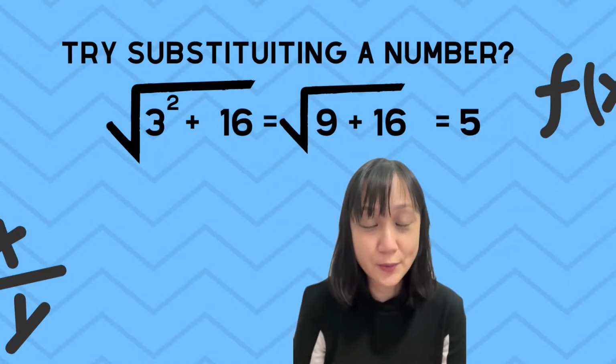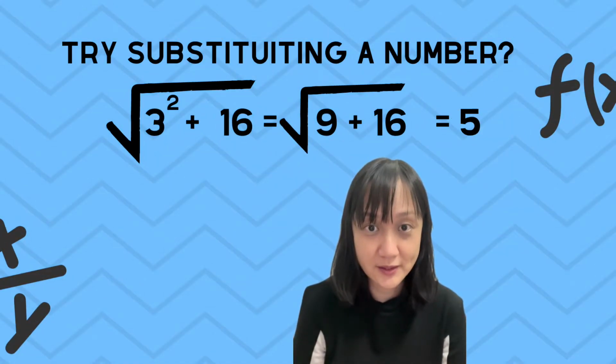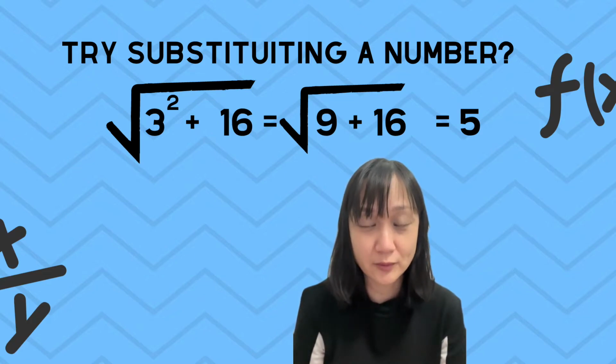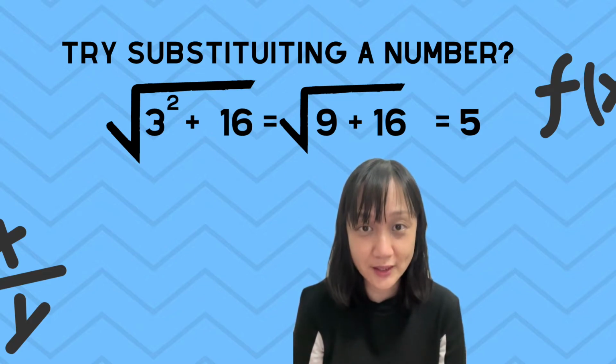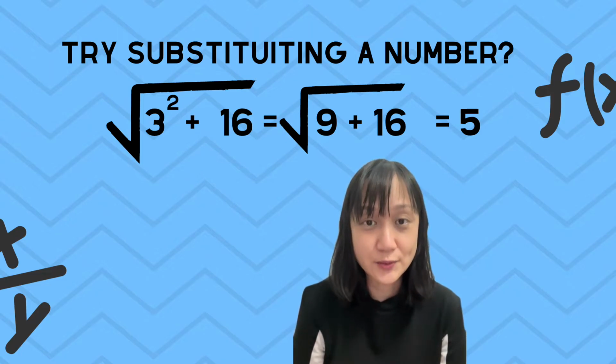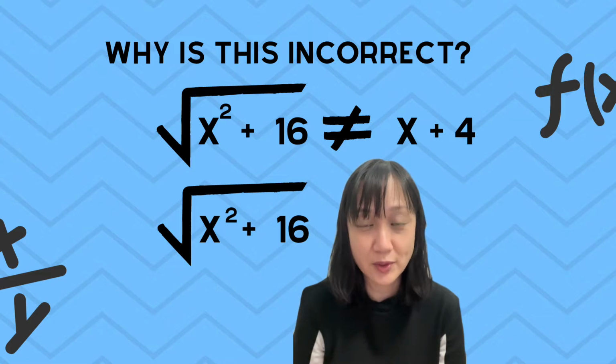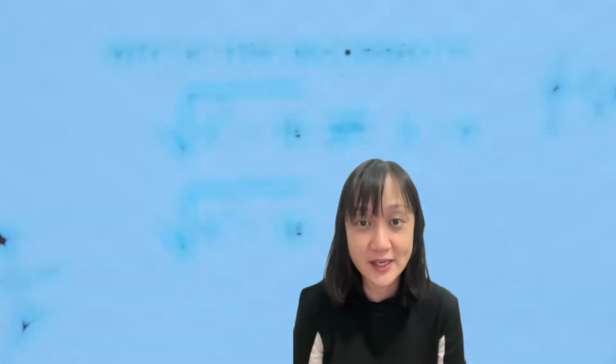But that's not true. If you try to square root 3 squared plus 16, which is equal to the square root of 9 plus 16, you get 5. And it contradicts with the earlier result that we got, which is 7. Hence, that's why when you square root x squared plus 16, the result remains as the square root of x squared plus 16. You cannot simplify any further.